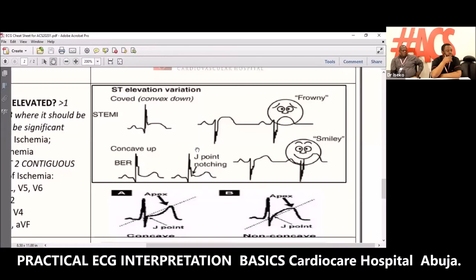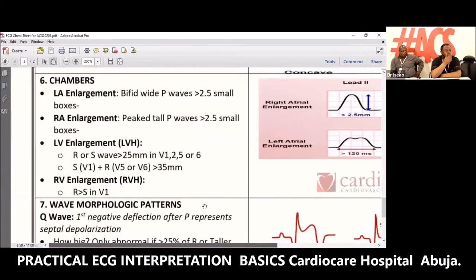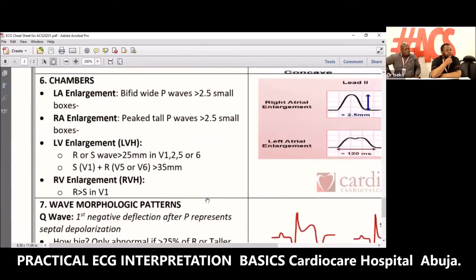our cheat sheets. Okay, now we'll just move faster, because we've never done many ECGs, and pediatric cardiologists are already here. Yes. All right, the chambers.